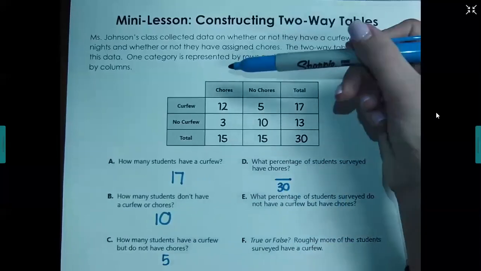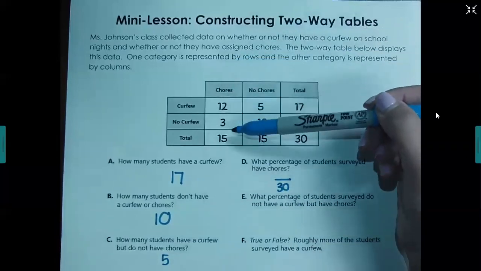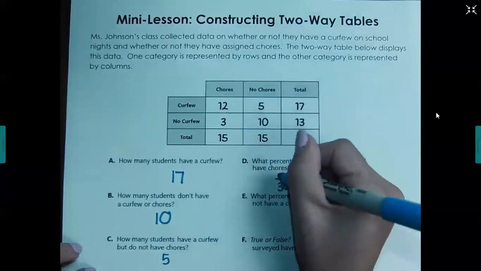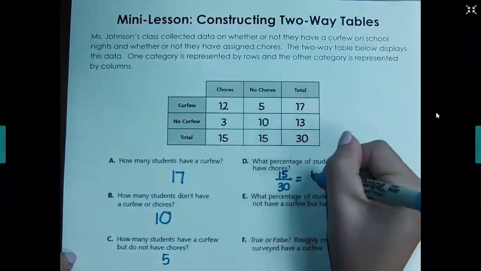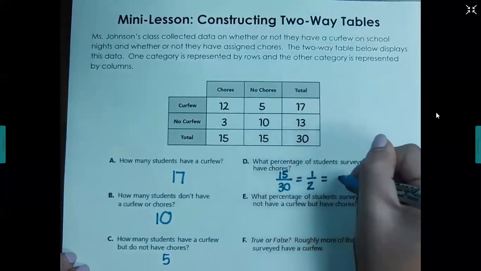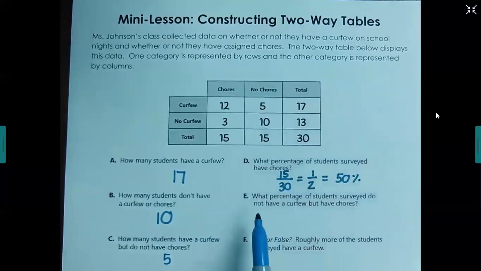Remember, when we're looking at chores, that's looking at the column of data. So when I look at chores, I see that there are 15 students out of the 30 that have chores. We see that that's actually 1/2 of our class, which means that it is 50%. Let's do the same for letter E. What percentage of students surveyed do not have a curfew, but do have chores?